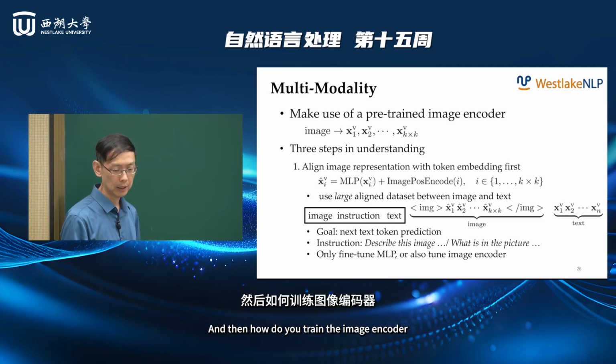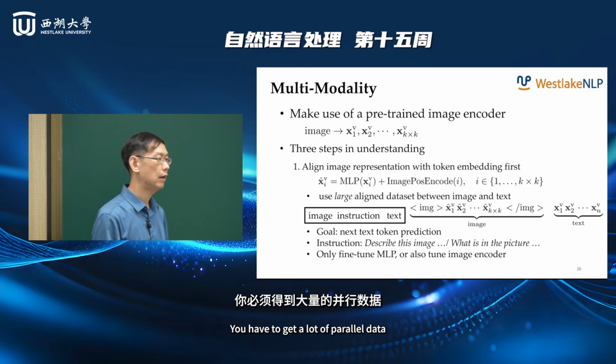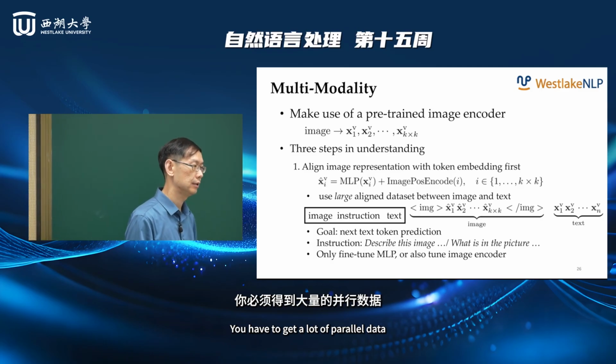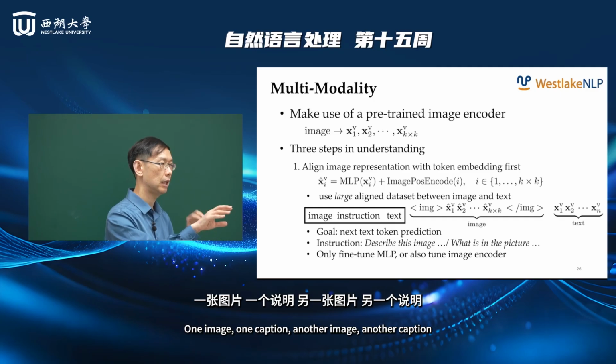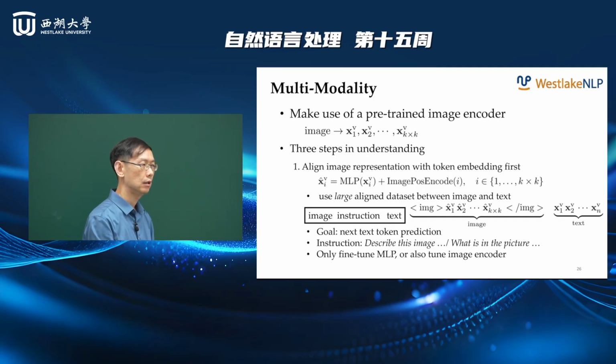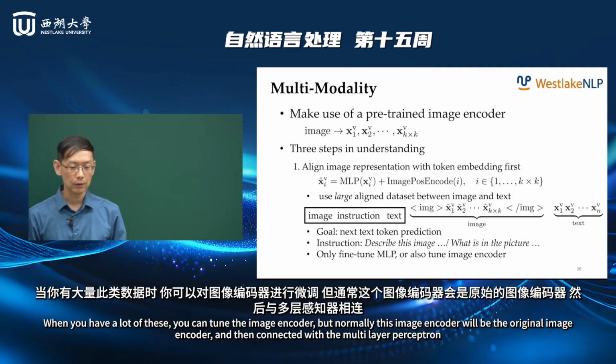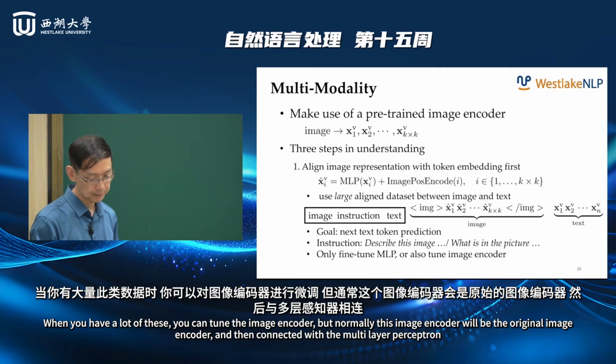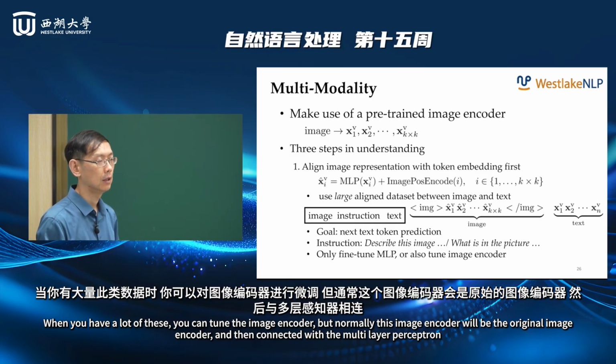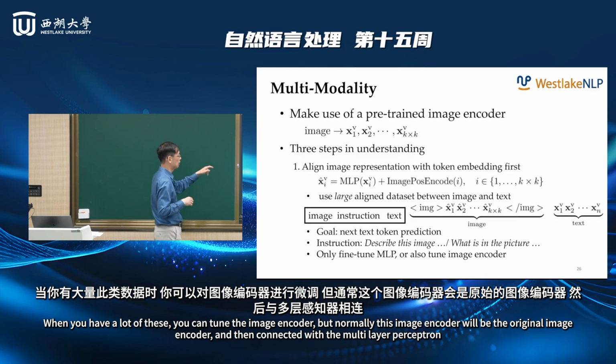And then how do you train the image encoder? You have to get a lot of parallel data. One image, one caption, another image, another caption. Fortunately, this kind of data is very easy to obtain over the internet: images with their captions. When you have a lot of these, you can tune the image encoder. But normally, this image encoder will be the original image encoder connected with a multi-layer perceptron.